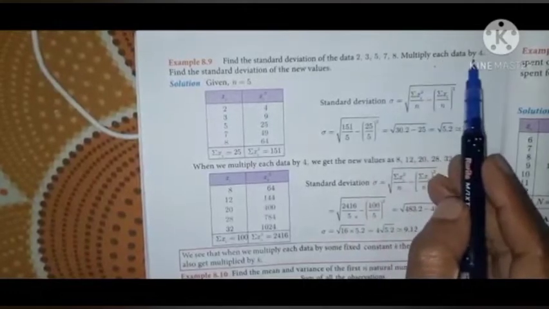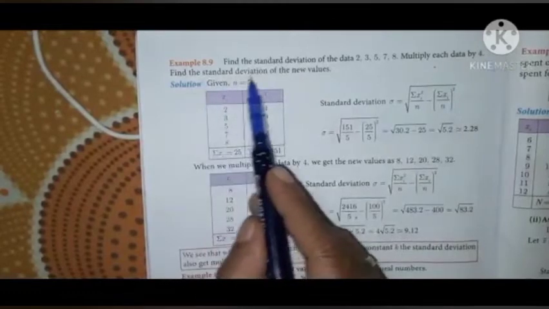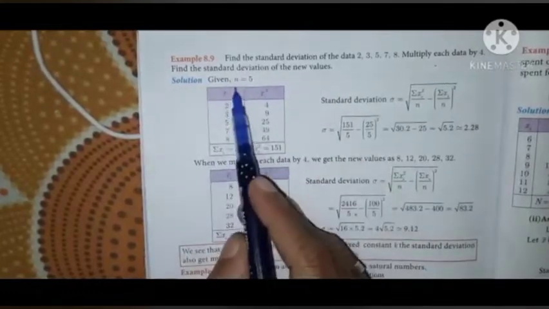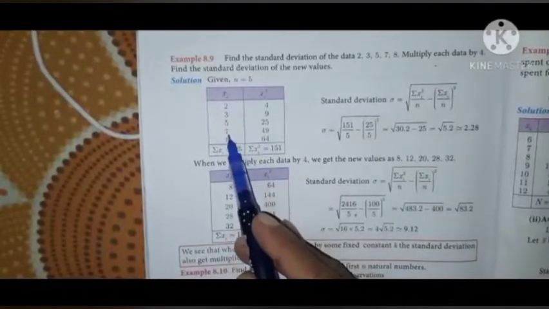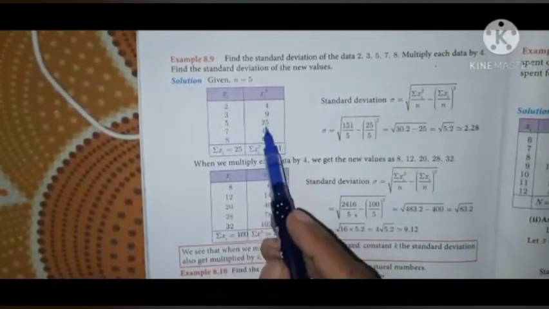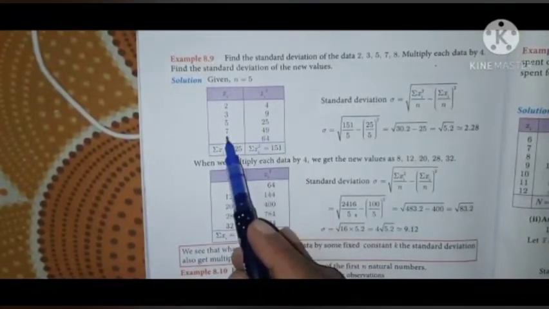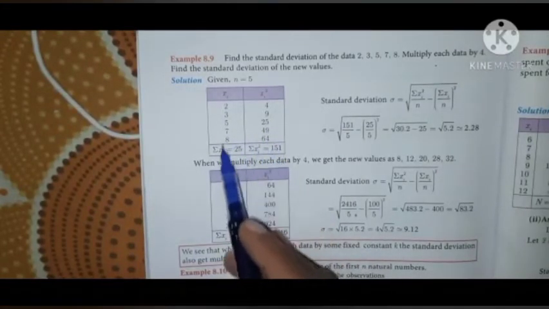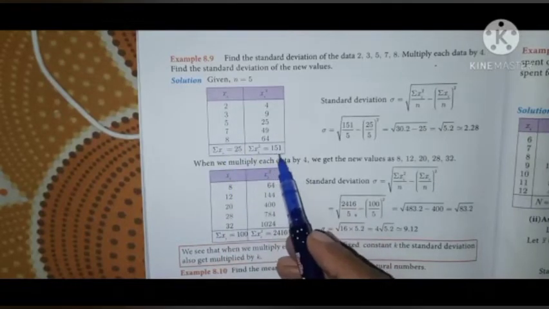Example 8.9. Find the standard deviation of the data 2, 3, 5, 7, 8. Multiply each data by 4. Find the standard deviation of the new values. Number of data is 5. x: 2, 3, 5, 7, 8. X square: 4, 9, 25, 49, 64. Sum of x is 25. Sum of x square is 151.